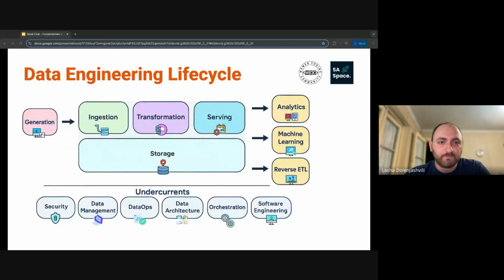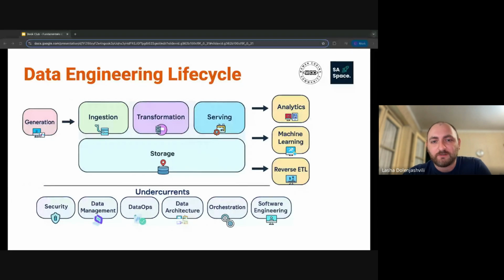So let's move on to the next slide, which is about the data engineering lifecycle. The book proposes that the data engineering lifecycle comprises 5 core stages. These are generation, storage, ingestion, transformation, and serving. Generation is where data is born in various source systems. Storage, as you can see on the slide, is a foundational layer where data rests throughout the lifecycle.